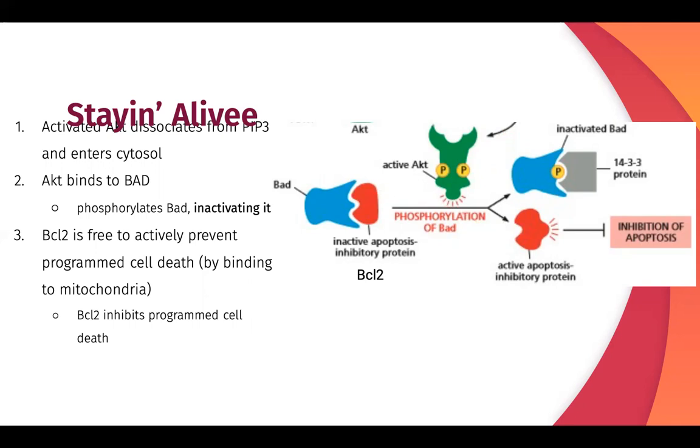So yeah, it does that by binding to the mitochondria. You don't need to know more than that. I know that's really confusing because it's a little different than what we've done in the past where everything just turns things on. So any questions on BAD and BCL2? Okay.